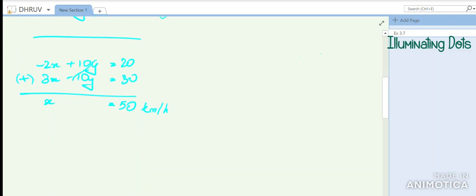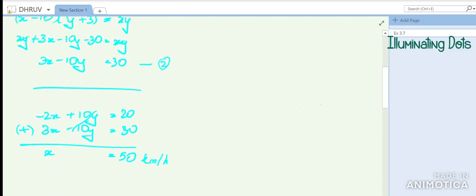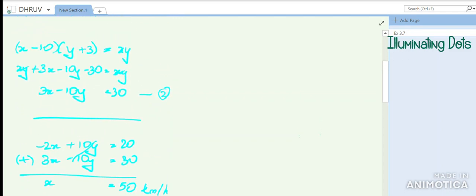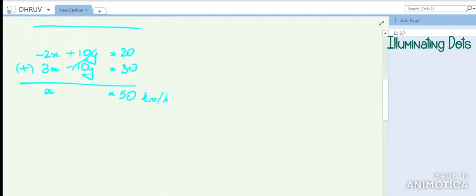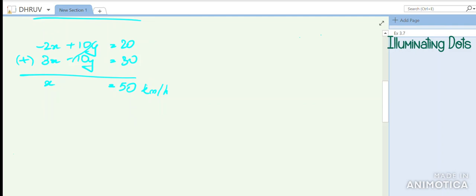Now we have the speed, we have to find the time. So how do we find the time? So the equation here is minus 2x plus 10y is equals to 20.